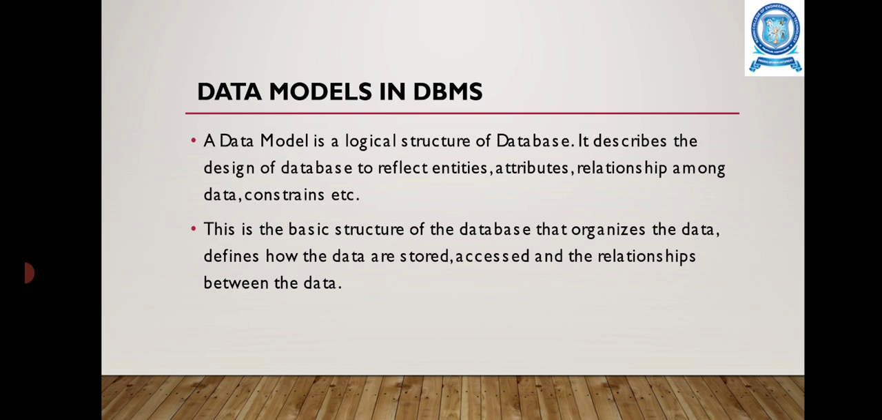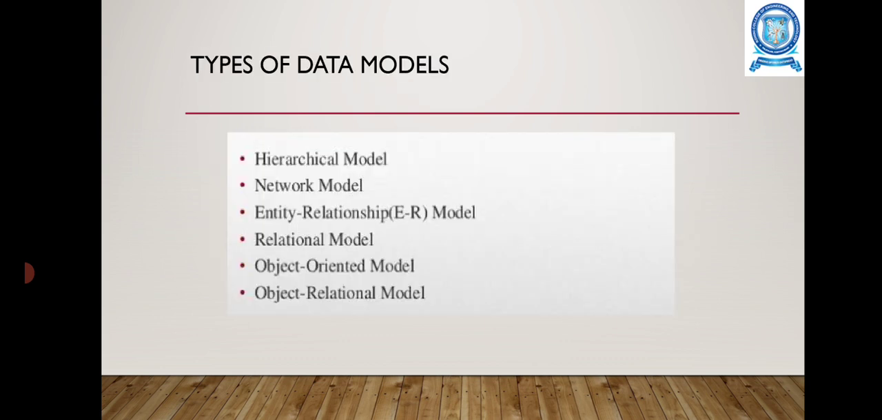The different types of data models are: the first one is the hierarchical model, the second one is the network model, the third one is the entity relationship model, that means the ER model, the fourth one is the relational model, the fifth one is the object oriented model, and the final one is the object relational model.